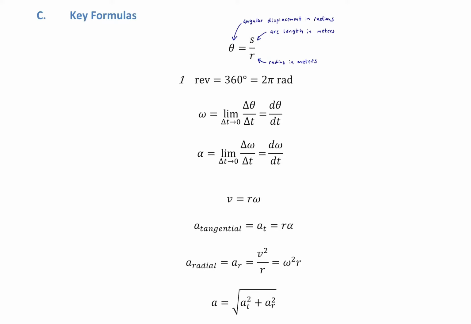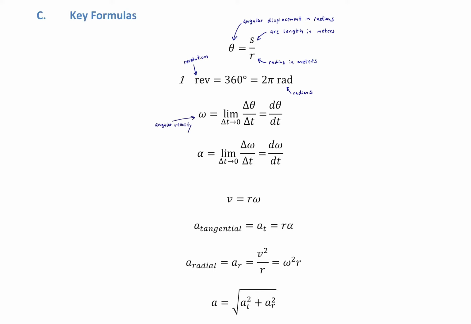Remember that. Another quick definition, a revolution is 360 degrees, which is also equal to 2 pi radians. When I write rad, that stands for radians. Not to be confused with radial, because radial is a subscript on a translational acceleration term. Radians is kind of like a unit, and it's the unit of displacement. I say kind of like a unit because it's dimensionless, but it is still a counting tool.